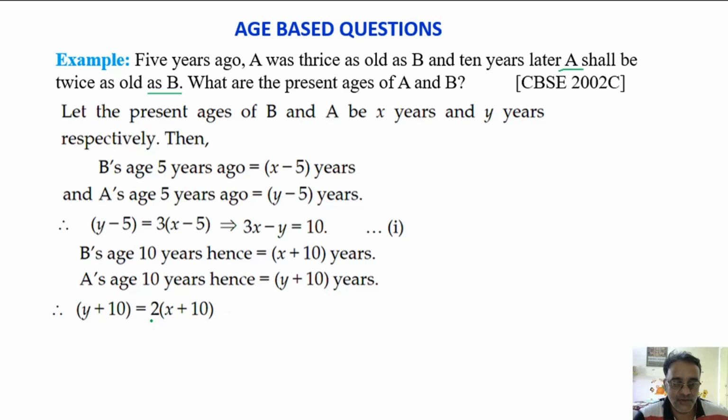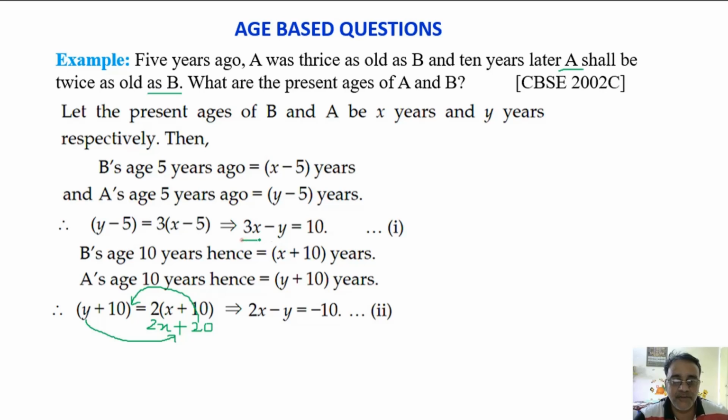Now, here also you open the bracket. 2x plus 20. Now you shift 20 to this side. Minus 20 हो जाएगा. 10 minus 20. और y को इधर shift करो. Minus y. So we'll get 2x minus y is equal to minus 10. Any doubt? No, sir.